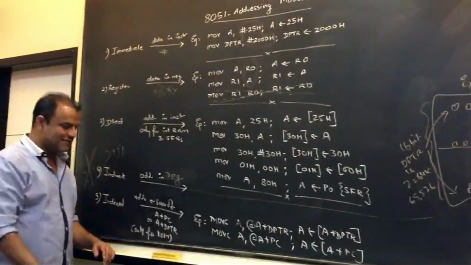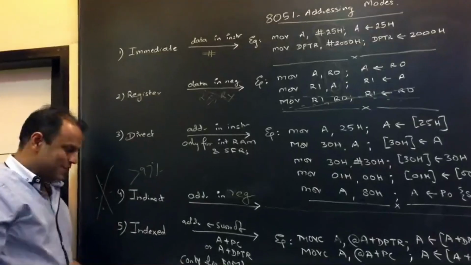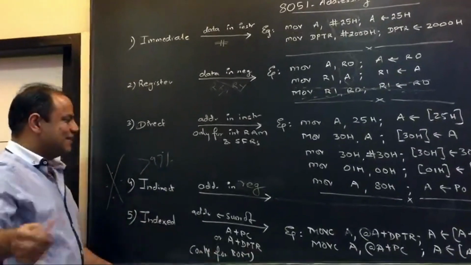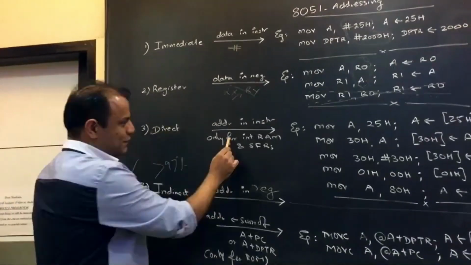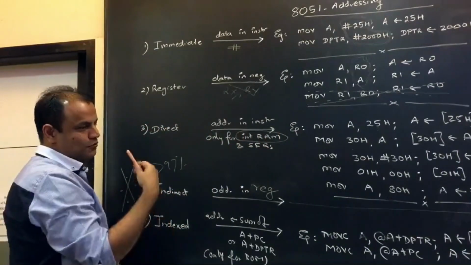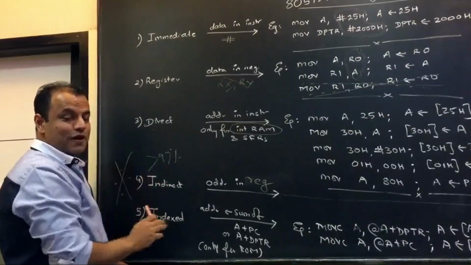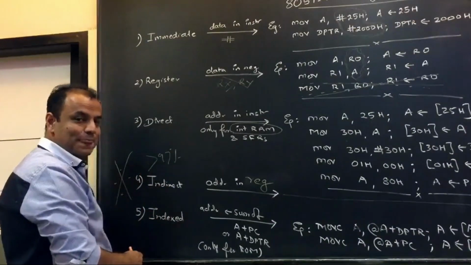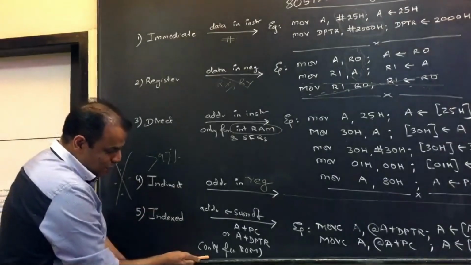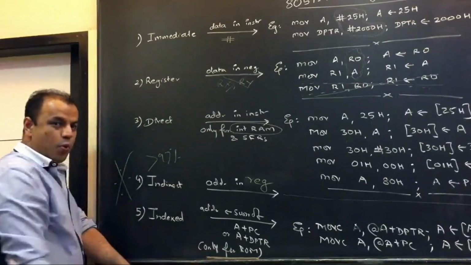Now we come to the last and final one, the easiest one, index addressing mode. Tell me, direct addressing mode is only for internal RAM. Indirect addressing mode is for both internal RAM and external RAM. So far we are only focusing on RAM. Index addressing mode is only for ROM. Okay? Why is it like this?